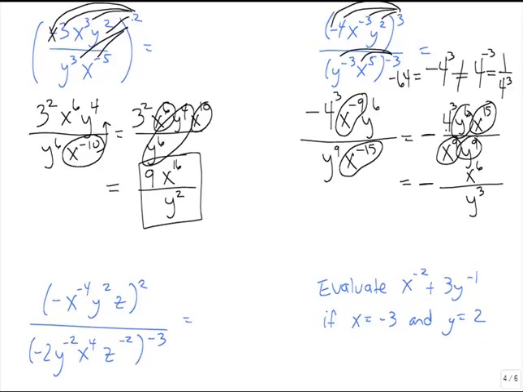And then finally, that 4 cubed. 4 times 4 times 4 is 64, and it stays in the top. So my final answer, negative 64 x to the 6th all over y cubed.